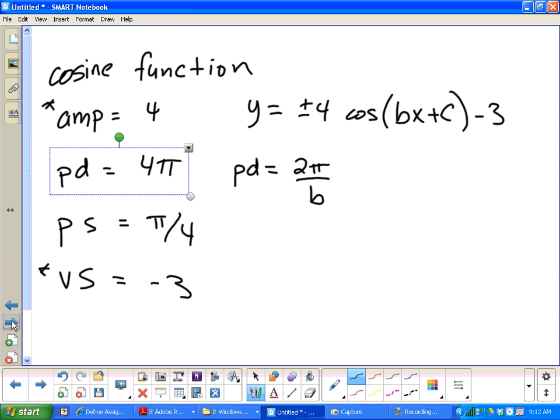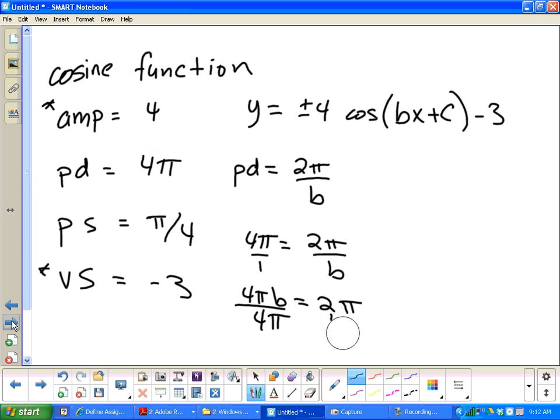Now, y'all help me fill that in. All right, the period is 4 pi, right? So 4 pi equals 2 pi over b. Now, y'all see how we can find the b now? We'll just cross multiply. So we'll get 4 pi b equals 2 pi. Yep, that's going to be 1/2. So really it's just 2/4, and then 2/4 would reduce to 1/2. Okay, so we got the b.